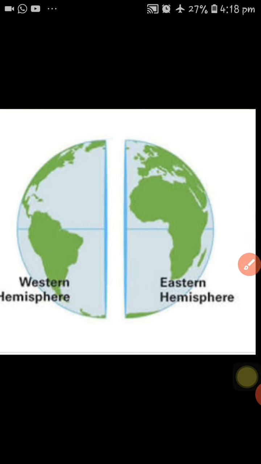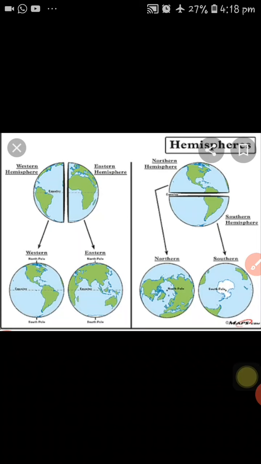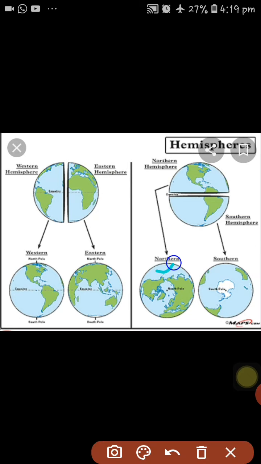So our Earth is divided into 4 hemispheres. Once you observe here, our Earth is divided into the 4 hemispheres. See the given pictures here. Equator divides the Earth into 2 hemispheres, that is, northern hemisphere and southern hemisphere. And whereas 0 degree longitude divides our Earth into 2 hemispheres, that is, eastern hemisphere and western hemisphere.